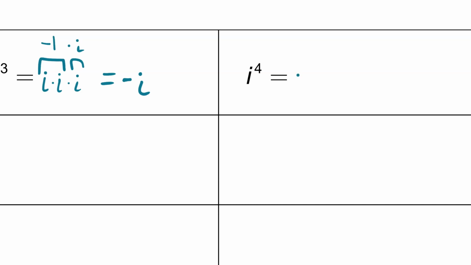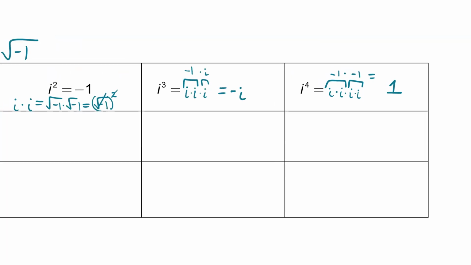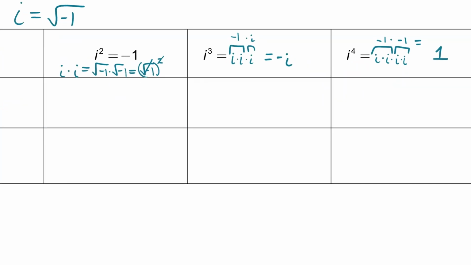i to the fourth power: i times i times i times i. I know i squared is -1. i times i is -1, and -1 times -1 is going to be +1. We are now through one loop, one cycle. Let's go to i to the fifth power. It's the same cycle. Each row is one cycle, so going to the next row will be the pattern.